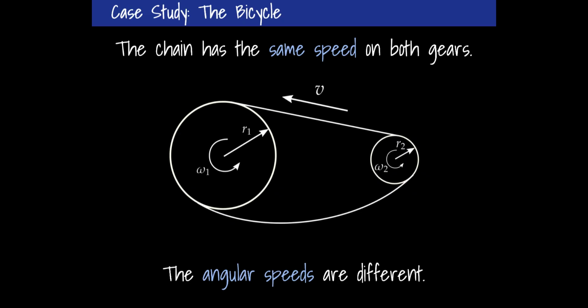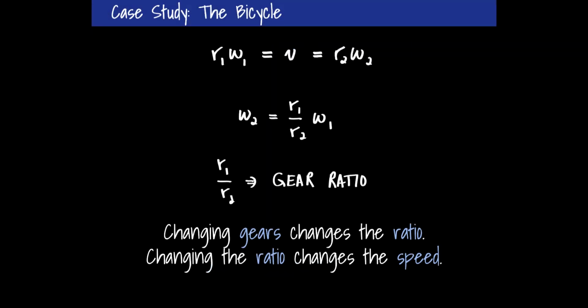The result is that for the wheel on the left, R1 omega 1, which is equal to the speed, is equal to R2 omega 2, which is equal to the speed. It's the same speed. Since it's the same speed, they're related to each other. I'll simply divide the R2 to the other side of the equation and flip it. So that the angular speed of the rear wheel of the bike is equal to this ratio of the radii of the gears times the angular frequency of the front gear, which is me pedaling.